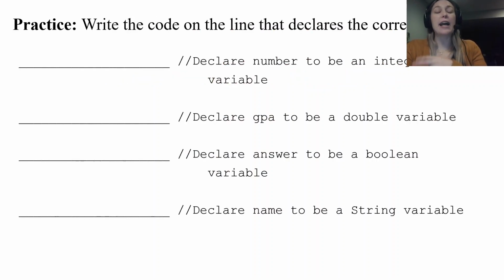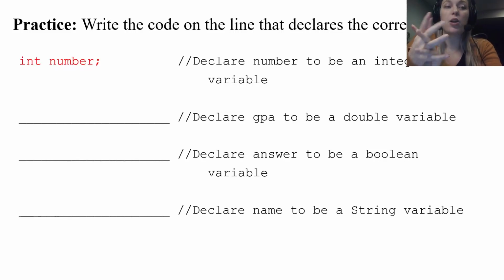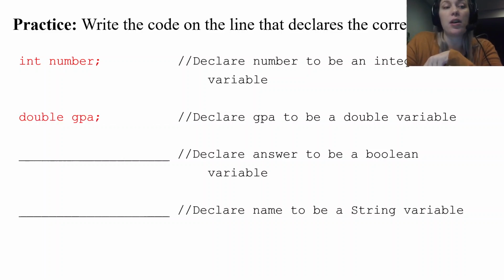So for practice, I have 4 different segments of code here. Write the code on the line that declares the correct variable. So if we wanted to declare a number to be an integer, we would say int number semicolon. If we wanted to declare GPA to be a double, we would do double GPA semicolon.